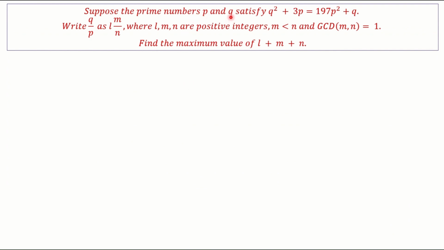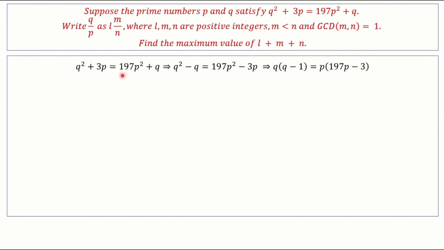Suppose the prime numbers p and q satisfy q square plus 3p equal to 197p square plus q. Write q by p as a mixed fraction like L, m by n, and then what is the maximum value of L plus m plus n? This is what is being asked. If m and n are primes, basically they're telling us this is a mixed fraction you have to write.